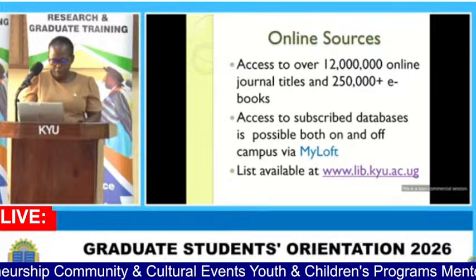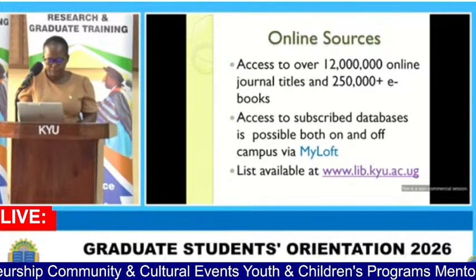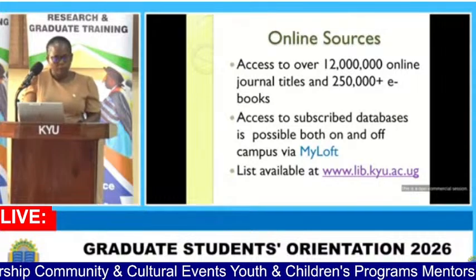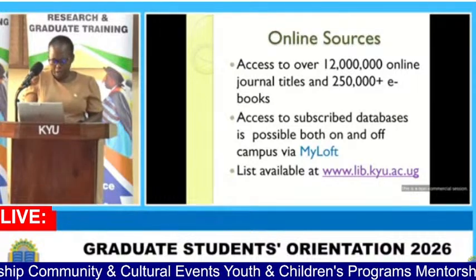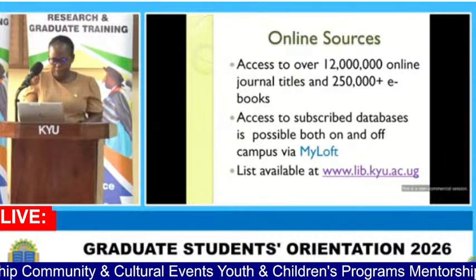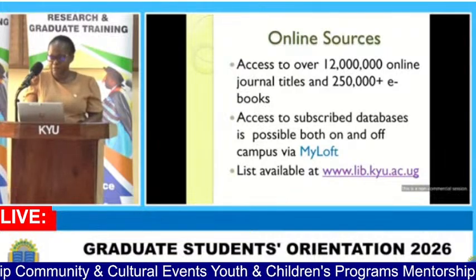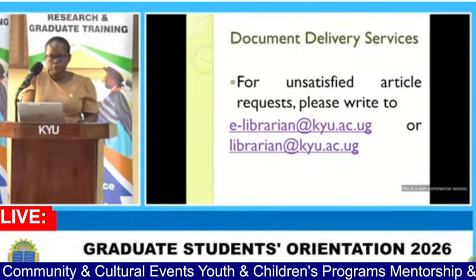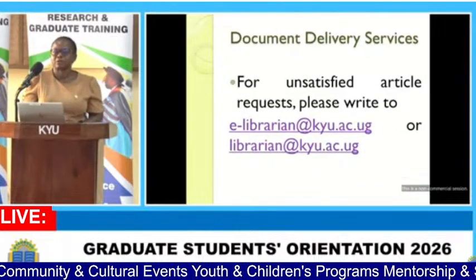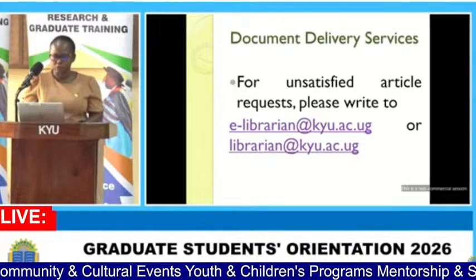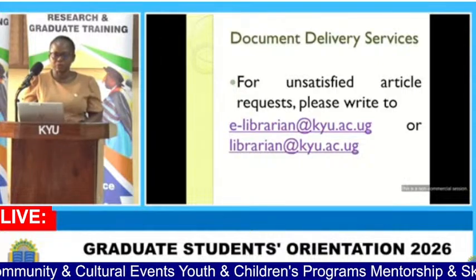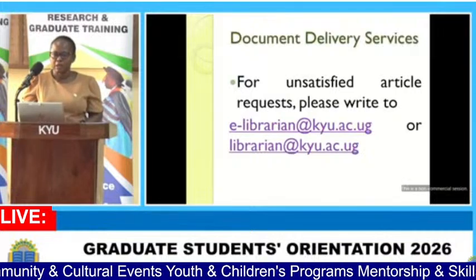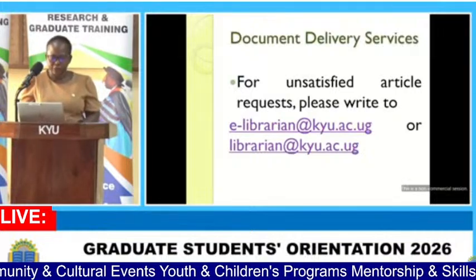Now, the list is available at our website, www.lib.kyu.ac.ug, so that you can have a feel and access on campus and off campus, and it is free. Now, there will be those resources that we do not have access to. So you go through Google, I know we love Google, you find this resource, and it is only an abstract that is available.